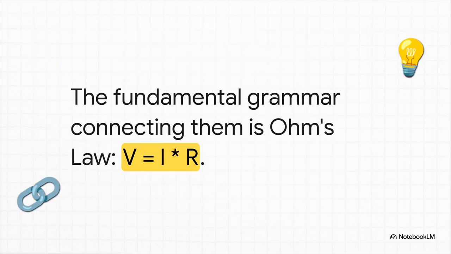So you've got these three core ideas. And what's so amazing is that they're all connected by one beautifully simple and powerful rule: Ohm's law. It just says that voltage equals current times resistance. With that single piece of grammar, you can understand the behavior of almost any basic DC circuit.